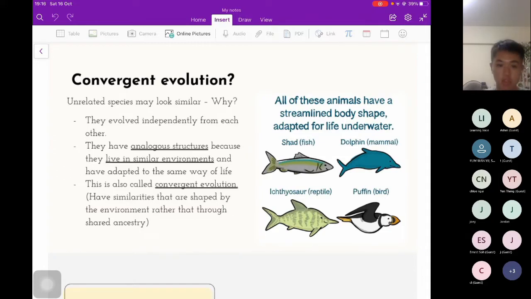They have analogous structures, not homologous structures. They have analogous structures because they live in similar environments and have adapted to the same way of life, right? That means they are exposed to the same selection pressures. Like your fish and your dolphin, they're both in the water and they both need a streamlined body to go through the water properly, right? So therefore they have similar shapes. Therefore they have the fins in place, right? It's not because they evolved from a very recent common ancestor, but because they live in similar environments. So this is convergent evolution.